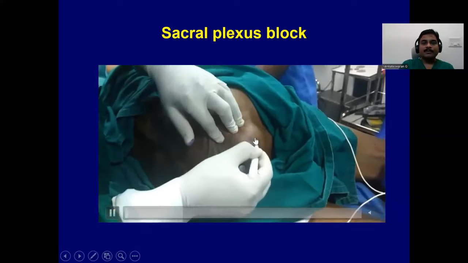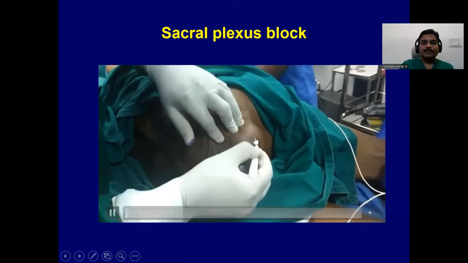Once you join this, we can see the same line continues up to the lumbar plexus. So if you draw this line, you select the upper 1/3 and lower 2/3 of the line joining the PSIS to the ischial tuberosity. The junction where upper 1/3 and lower 2/3 meet is the point of insertion for the sacral plexus. Give adequate local and then introduce the 10 centimeter Stimuplex needle. Once you introduce it, you'll be able to see a gluteal twitch. That means you are in the proper direction.